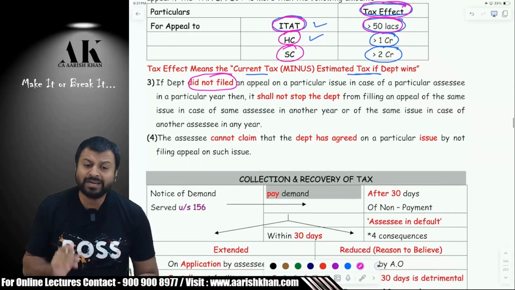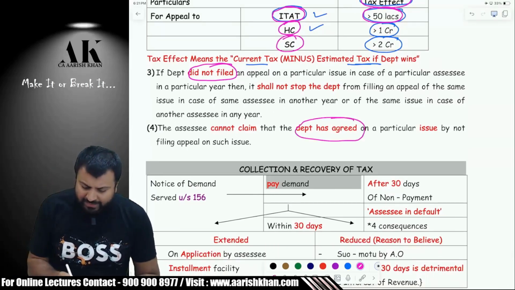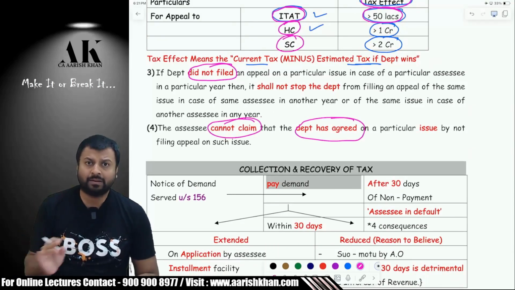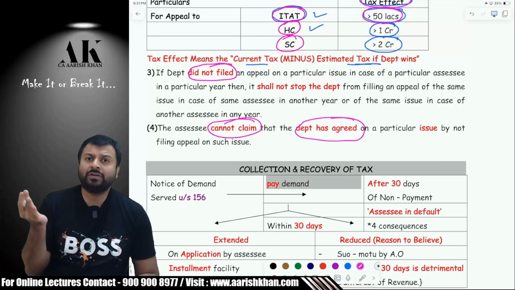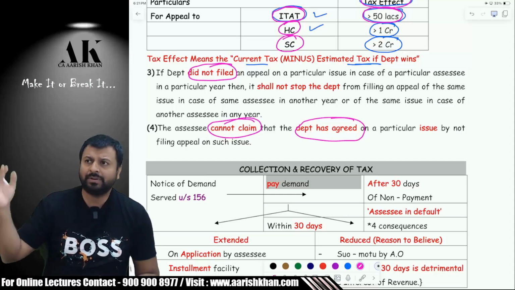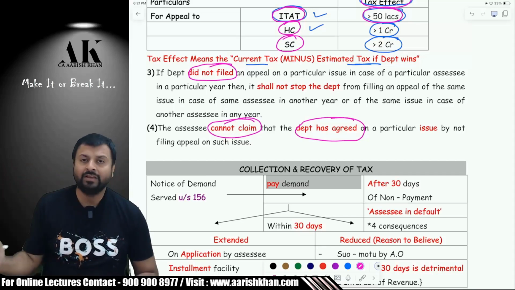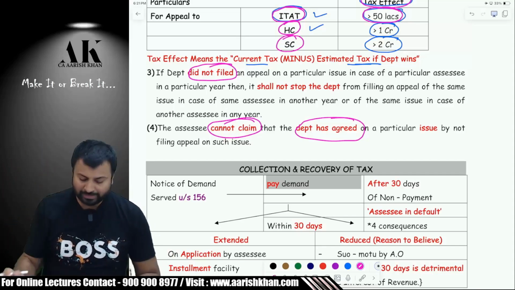Further, if the department is not appealing, it means they don't have time to appeal. It does not mean they have agreed to your deduction or they have agreed to your exempt income. It is not like that. You cannot make it a binding precedent for future years, saying that because last year they did not appeal, it means they have agreed that this expense is allowed. No. We are not at all saying that. Okay. I hope it is clear to all of you.